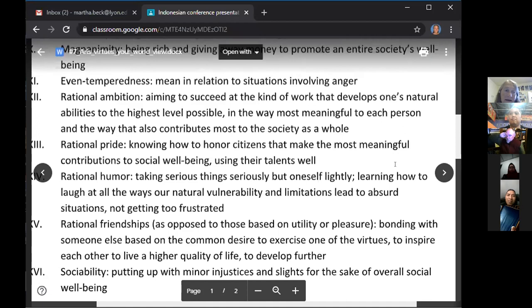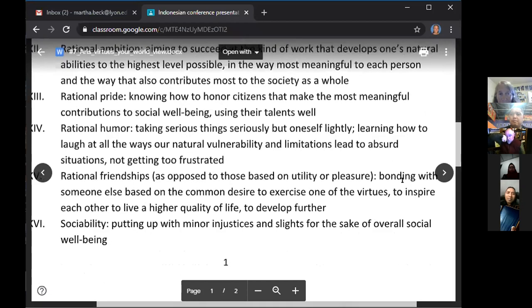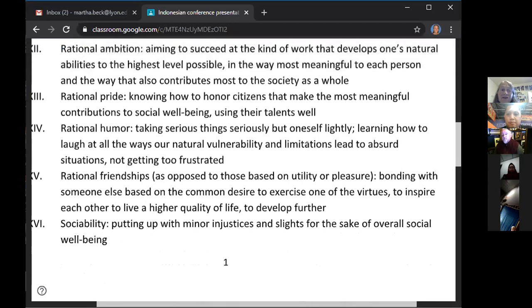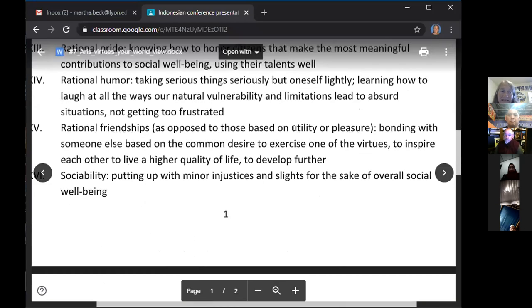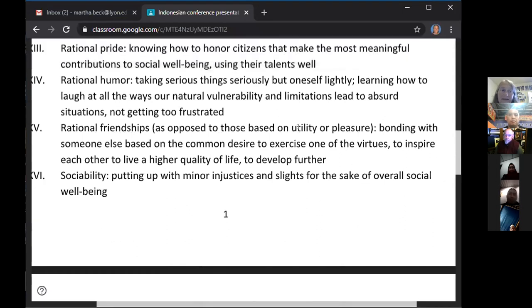power or wealth. Pride is, this is when you have an honors day at institutions. You're honoring people who go above and beyond just doing their job, you know, filling out the check sheet, and they make for a quality of life. Sense of humor is keeping everything in perspective. So you want to take serious things seriously, but you shouldn't take yourself so seriously. You have to let go a little bit.